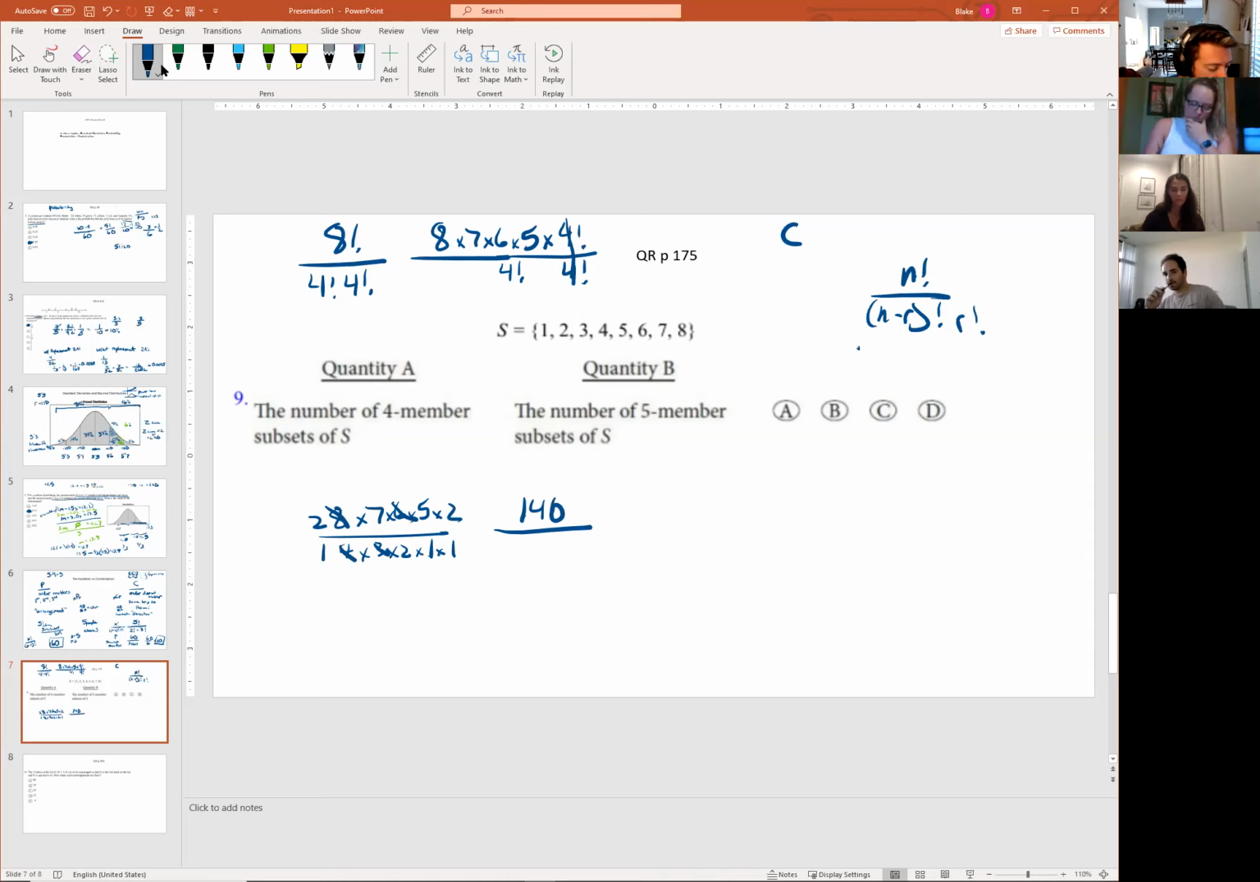Anytime you have to multiply, if you can make a 10 out of something like a 2 times 5, always do that because multiplying by 10 is super easy. You just tack on a 0. So we've got 140 up top, and then we've just got 1 times 2 times 1 times 1. And so that cleans up to 70. I'll try and keep this over here because we have quantity A is 70.